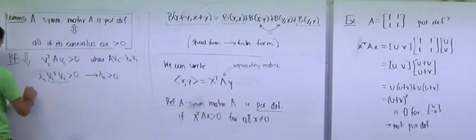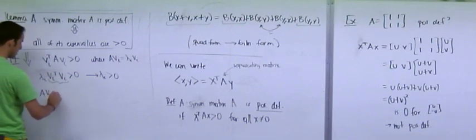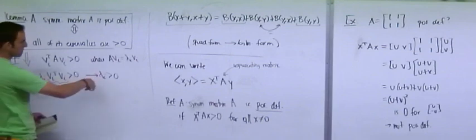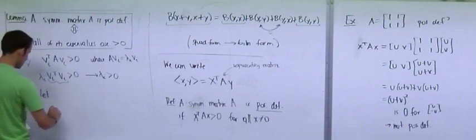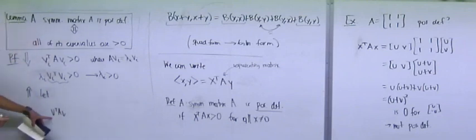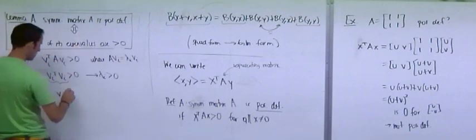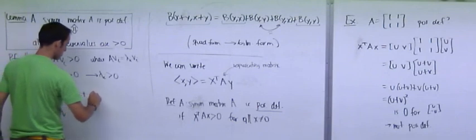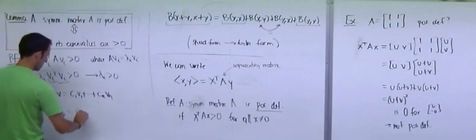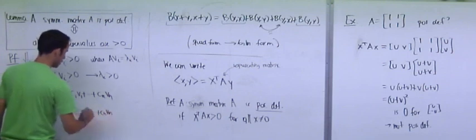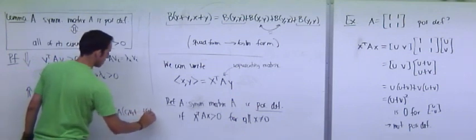How do I go back? Well, let's assume that the lambdas are positive. And now let's compute V transpose A V for an arbitrary V. But it's going to be convenient if I write V in terms of that nice orthonormal basis. So what do I get when I compute this? Well, I get C1 V1 plus up to Cn Vn, transposed, times A times C1 V1 up to Cn Vn.